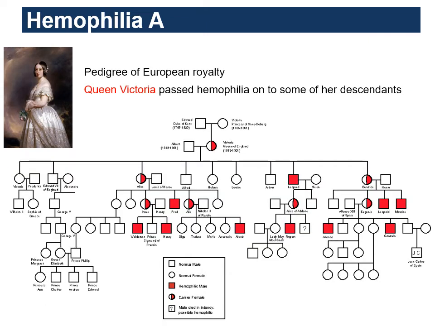The pedigree chart here belongs to the European royalty. Queen Elizabeth is the proband. She passed the mutated hemophilia gene to some of her descendants.